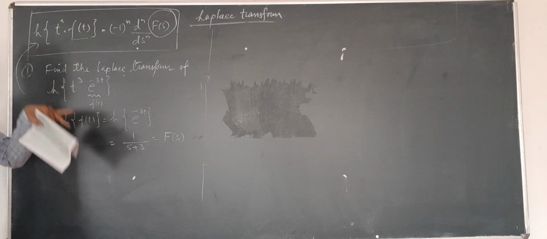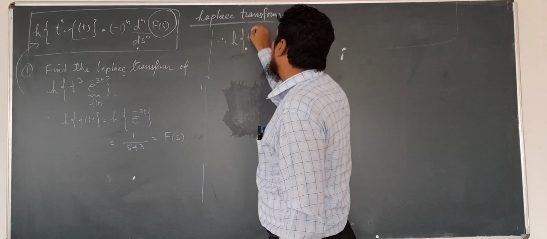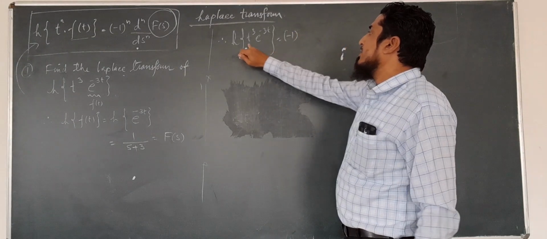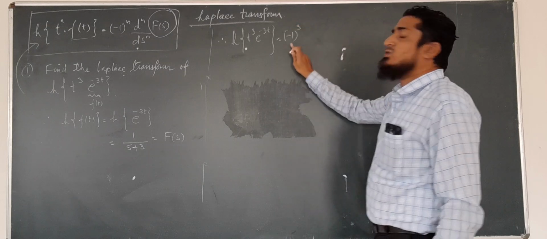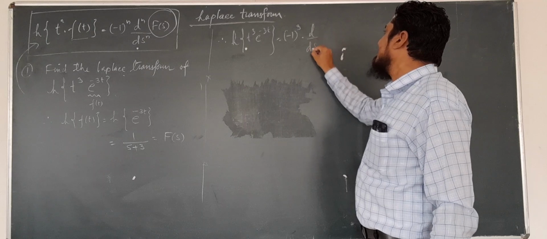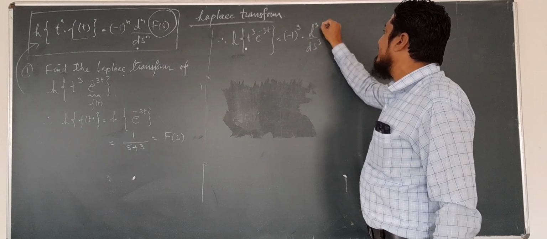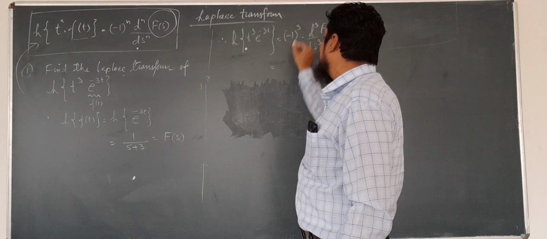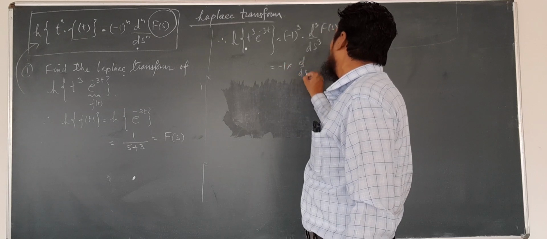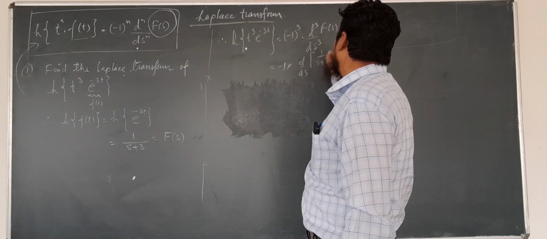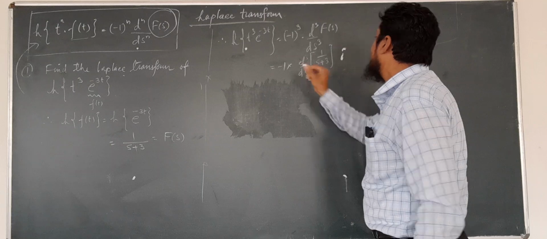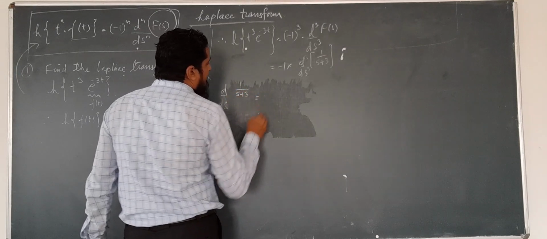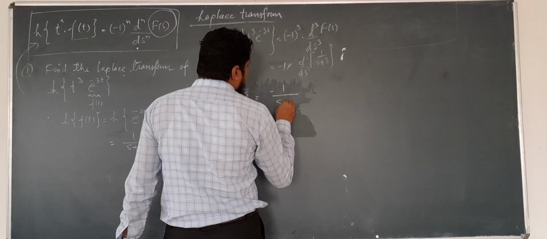And since we have t cube, therefore Laplace transform of t cube e raised to minus 3t will be minus 1 raised to 3. Remember, we have 3 in the power of t, so we will write minus 1 raised to 3, and differentiation with respect to s 3 times of f of s, and we have f of s equal to 1 upon s plus 3. Minus 1 raised to 3 is minus 1 into differentiation of 1 upon s plus 3. Correct? And differentiation is up to 3 times. So d by ds of 1 upon s plus 3 becomes minus 1 upon s plus 3 square.